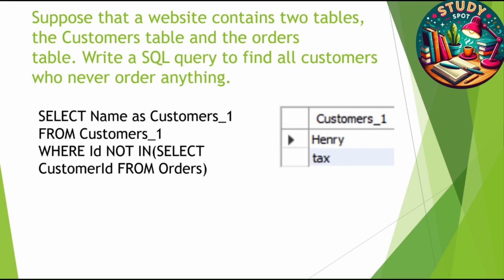Where ID not in (select customerId from orders): the subquery select customerId from orders retrieves all customer ID values from the orders table, representing customers who have placed at least one order. Where ID not in subquery filters out customers whose ID is present in the orders table. This ensures that only customers who are not found in the orders table are included in the output. And the output is Henry and Max.